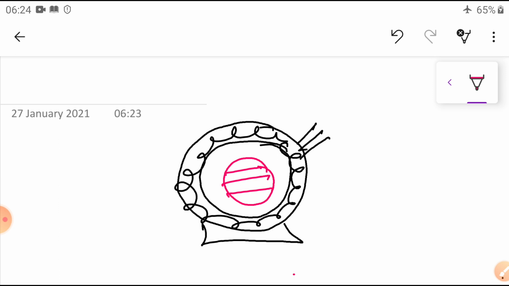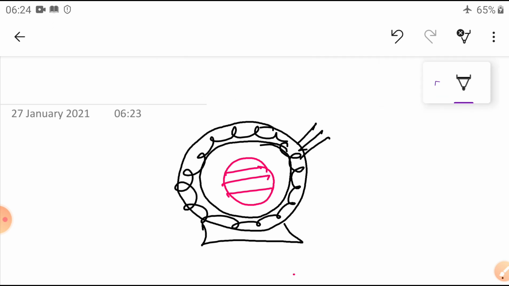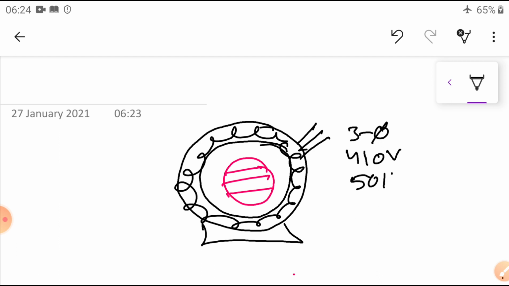Then what happened? Once 3-phase, 410 volts, 50 Hz AC supply is given to the motor, it produces a magnetic field in each phase. Thus each phase produces a maximum magnetic field.